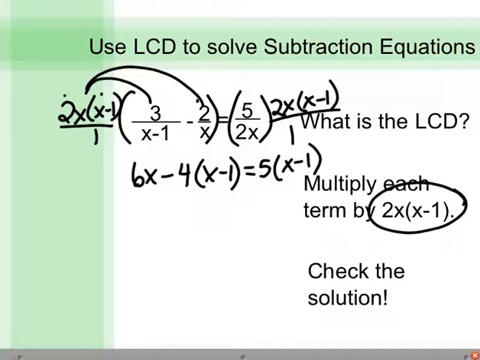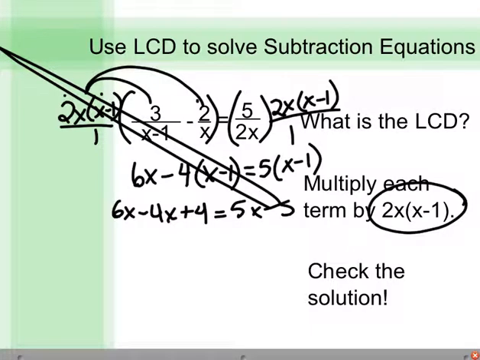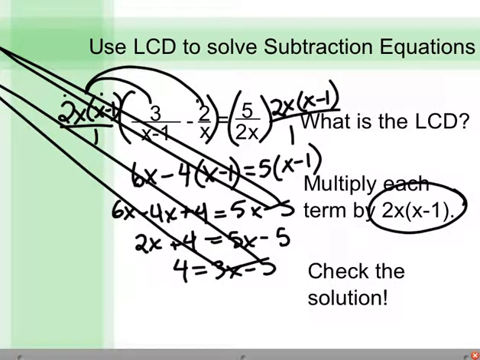Once again, if you're not seeing all that I'm doing, just write it all out. And then we can expand and simplify to get 6x minus 4x plus 4, remember negative 4 times negative 1, and then we have 5x minus 5. Okay, we start combining, we get 2x plus 4 is equal to 5x minus 5. I'm going to move my x's to the right side by subtraction. 4 equals 3x minus 5. I'm going to add 5 to get 9 is equal to 3x. So x is equal to 3.